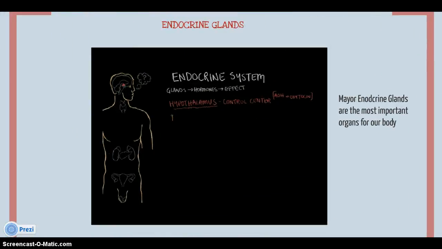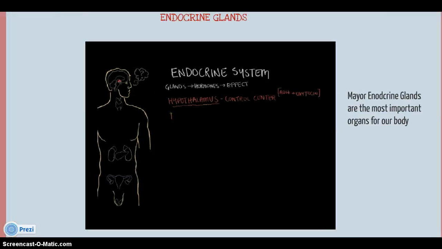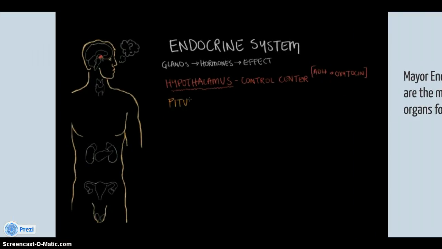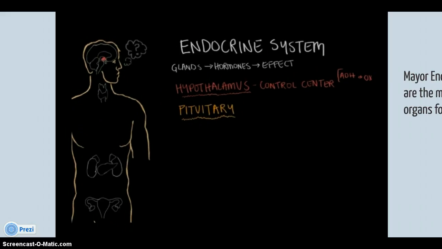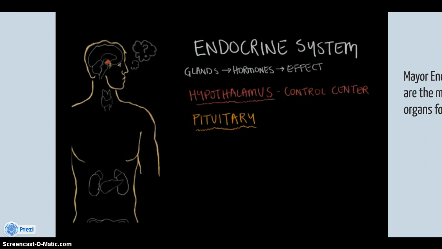Now we are going to watch a video about the first part of endocrine glands, the pituitary gland. The pituitary gland is located right here, dangling right below the hypothalamus. The hypothalamus is about the size of a grape, and the pituitary gland is actually about the size of a green pea. But this little green pea is so important that it's called the master gland.